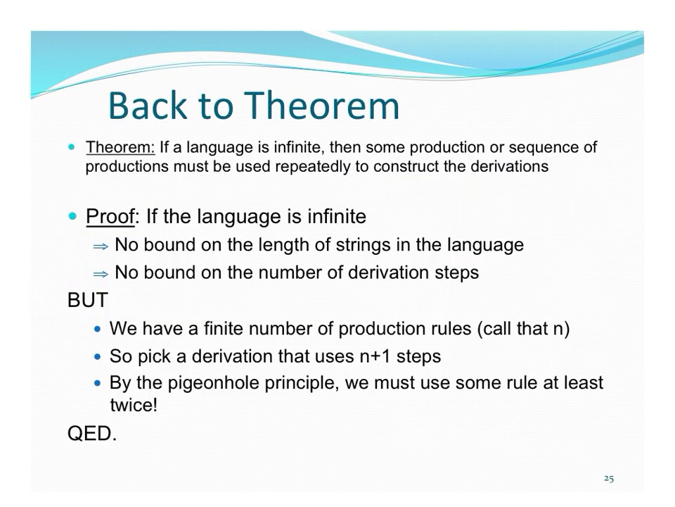So let me give you a high-level overview of this theorem, right? I want you to try and do these. If a language is infinite, then some production or sequence of productions must be used repeatedly to construct the derivations. So take these two palindromes and make up a few more and confirm that what I've written here actually works. And if you derive a few of these, you'll see how this works. It's a somewhat loose but reasonable version of this proof, and it'll give you a better feel for this bubbling.